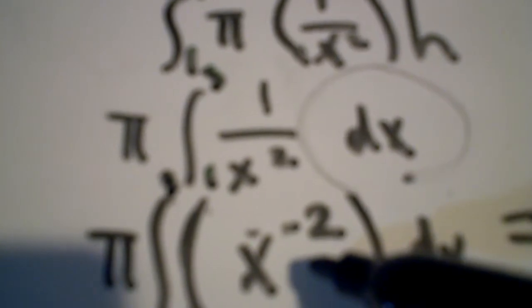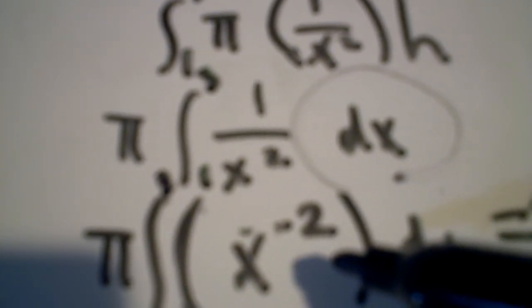So going back to the problem, you're going to rewrite 1 over x squared as x to the -2, so you can integrate it easier, and that essentially will become negative. So this problem will become pi times -x to the -1 power, and of course you integrate that from 1 to 3.